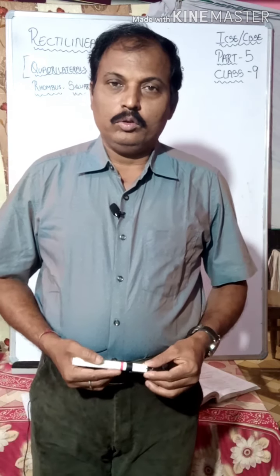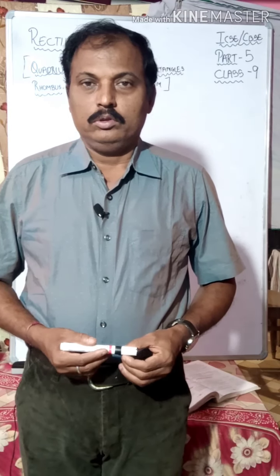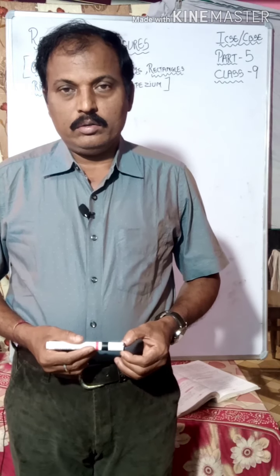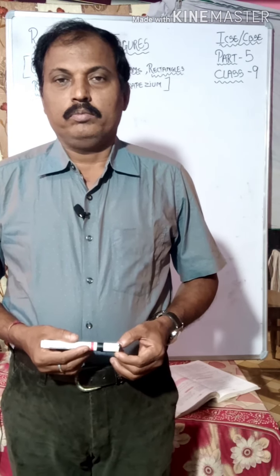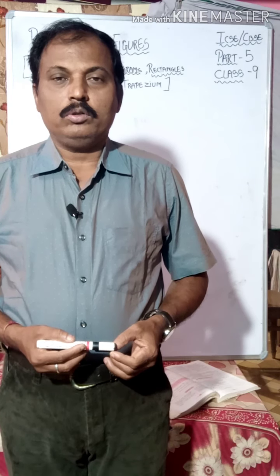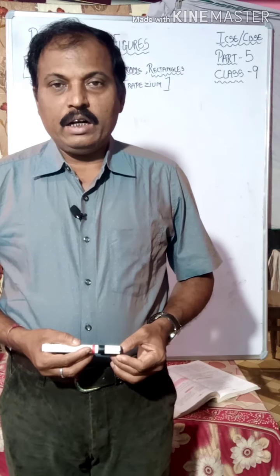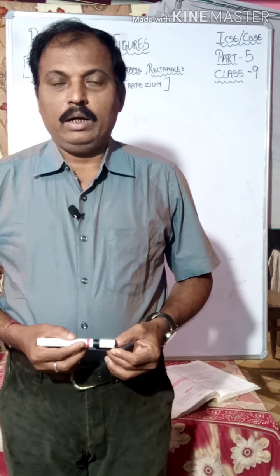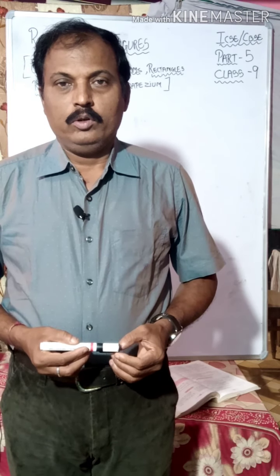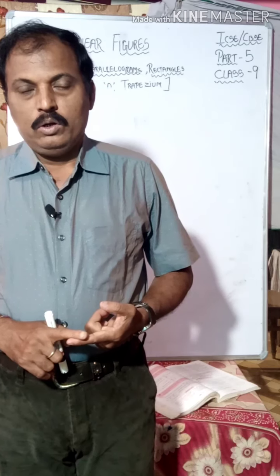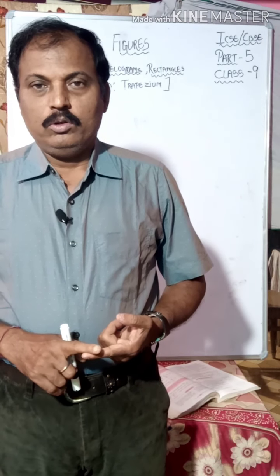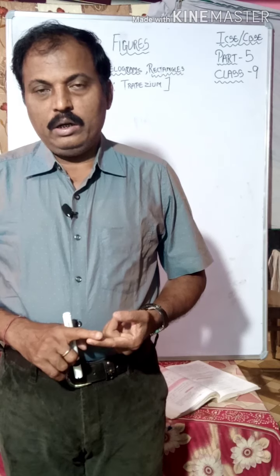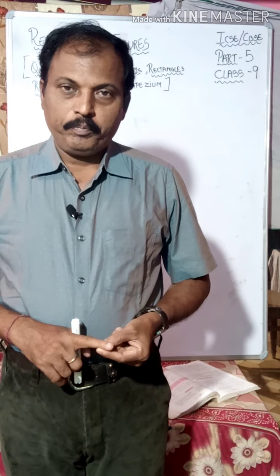Today we will discuss rectilinear figures. In our previous video we discussed quadrilaterals and kinds of quadrilateral. Our first quadrilateral was the trapezium. What is a trapezium? What is an isosceles trapezium? We discussed them well in our last video.